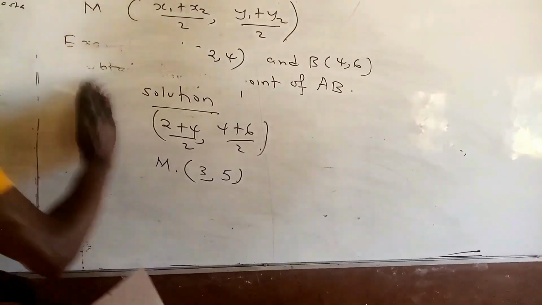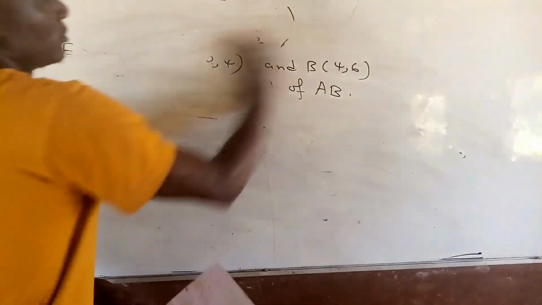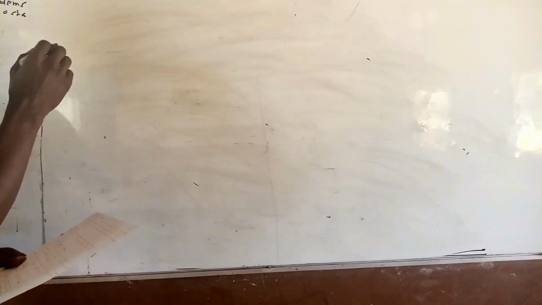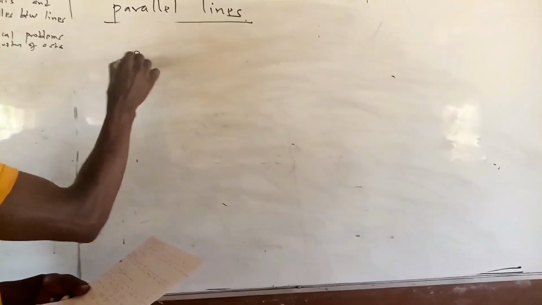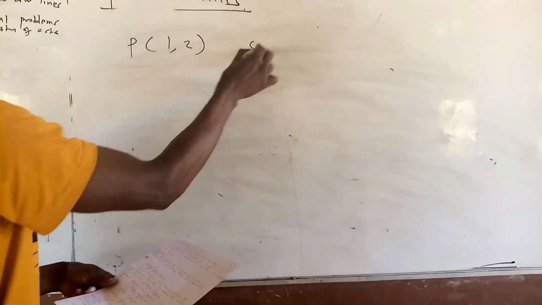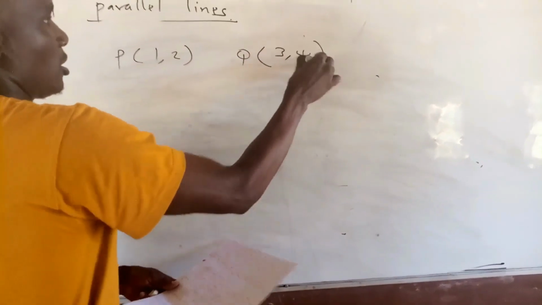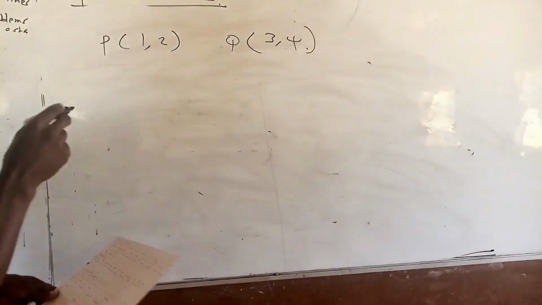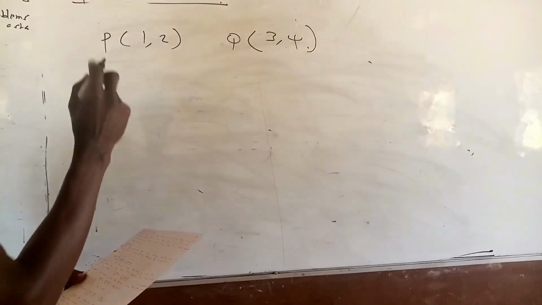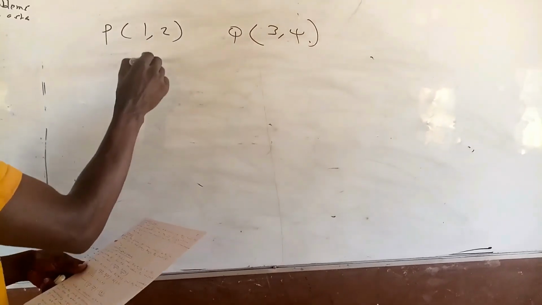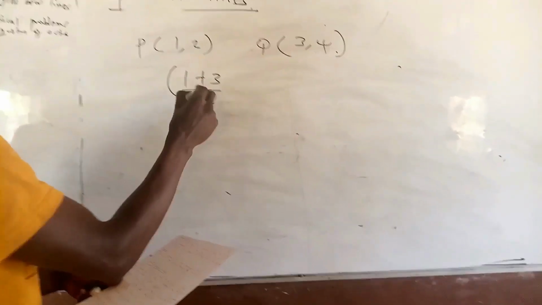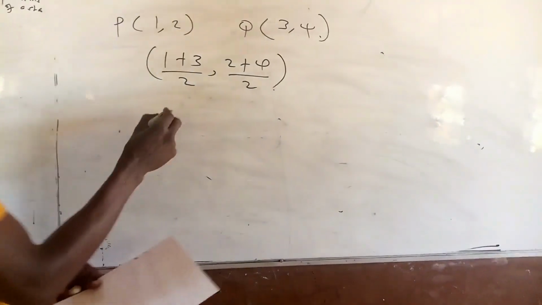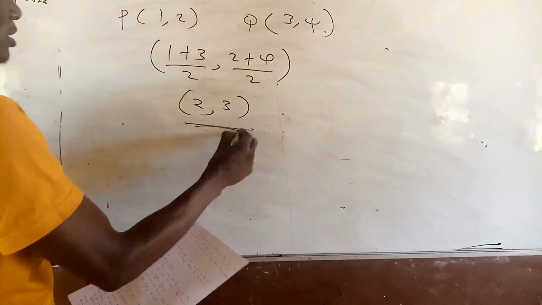Then another example. Maybe we can also have another point, like let's say if you have point P as 1, 2, and Q as 3, 4. So we can find the perpendicular bisector, the point within the midpoint of the line. So we simply have 1 plus 3 divided by 2, and then 2 plus 4 divided by 2. So this one gives us 2, 3, which will give us the midpoint.